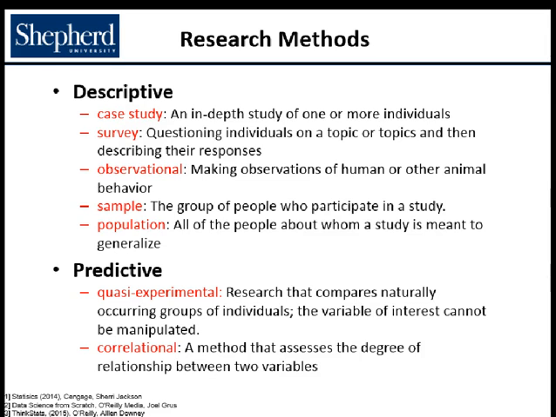The method that assesses the degree of relationship between two variables is the correlation method. And variables increasing or decreasing together is a positive correlation, and variables moving in opposite directions is a negative correlation.